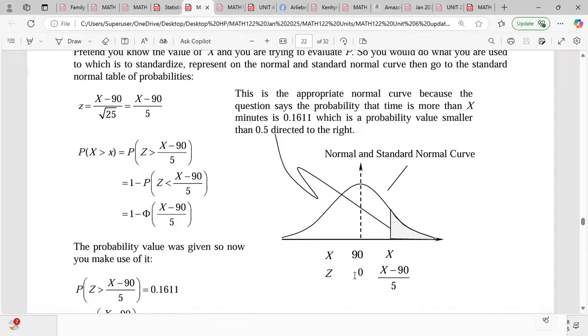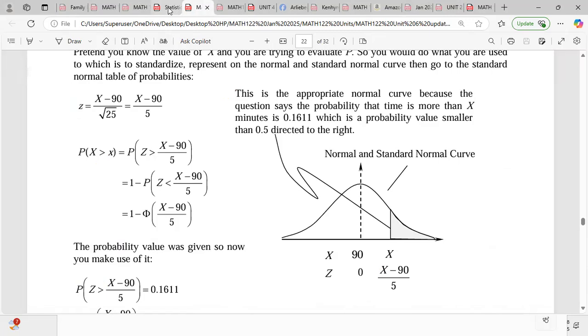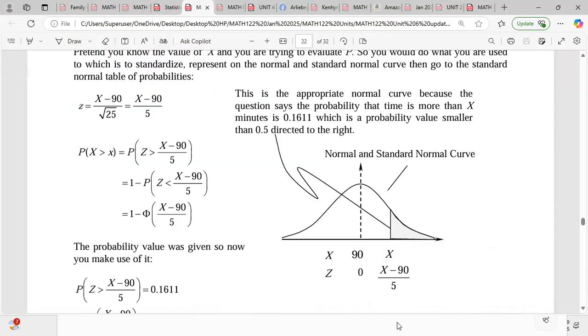And then you'll be standardizing. 0 will take the position of the mean. Then you apply the formula: z equals x minus the mean over the standard deviation. That's why in the example they take the square root of 25, because the formula for z is x minus mu over sigma, the standard deviation. The variance was provided, so they take the square root to get 5. In our case, the variance is 8 squared, and the square root of 8 squared is 8. So whereas the example has x minus 90 over 5, here you're going to have x minus 63 over 8. As you can clearly see, you are standardizing from x to z.